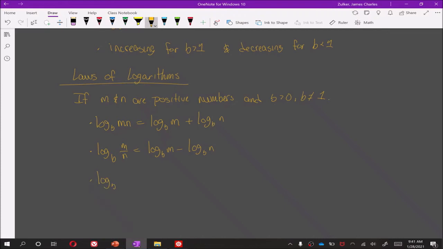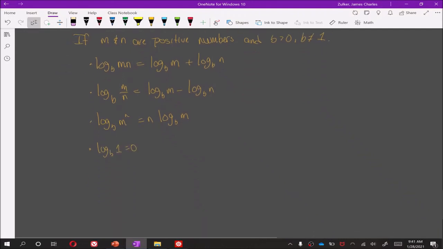Log base b of m to the n is equal to n times log base b of m. Log base b of 1 is equal to 0. And log base b of b is equal to 1.